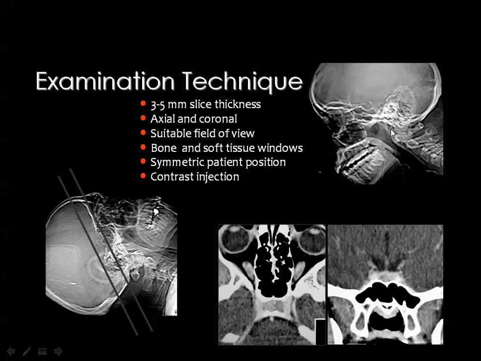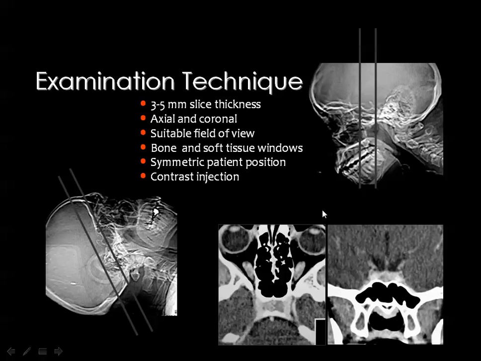Then in the coronal plane, the patient is prone, and you start scanning from just a little bit behind the dorsum sellae, and you proceed anteriorly until you finish the area of the pituitary fossa, and you reach beyond the anterior clinoids.